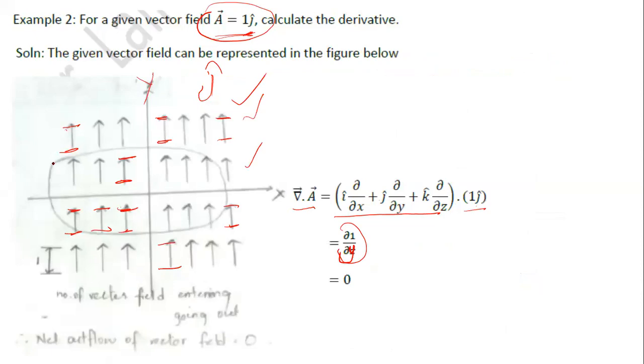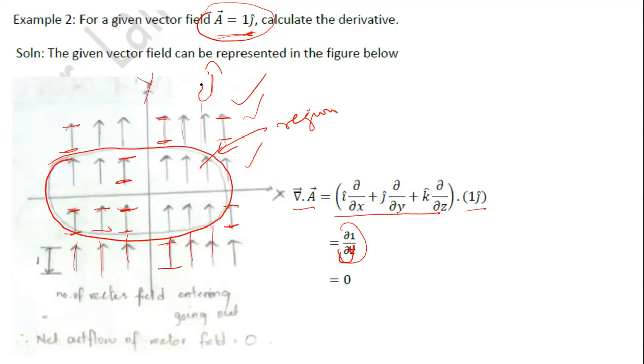Now, as you can see here, let's say you consider any region of space like this. This is our region of space enclosed by this closed surface. You see that 1, 2, 3 vector fields are entering, and 1, 2, 3 more, so 6 vector fields are entering. Now if you look, 1, 2, 3, 4, 5, 6 vectors are leaving. That means the amount of vector field entering the region of space is equal to the amount leaving the region of space.